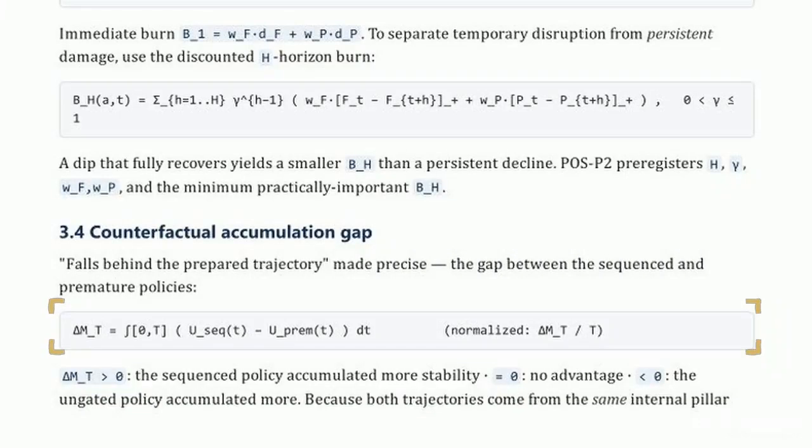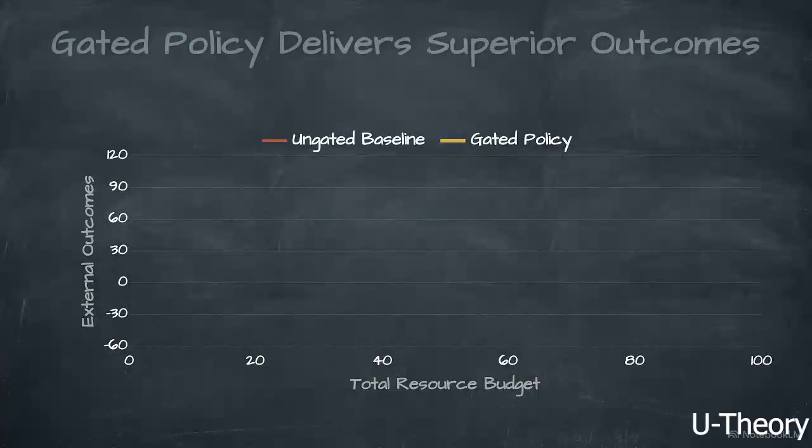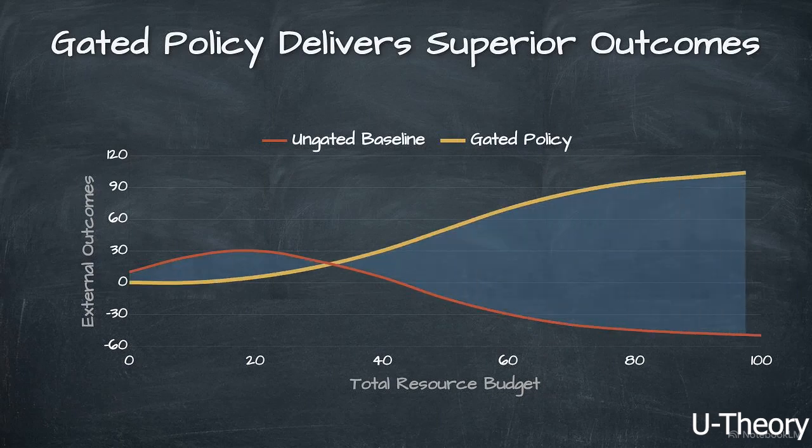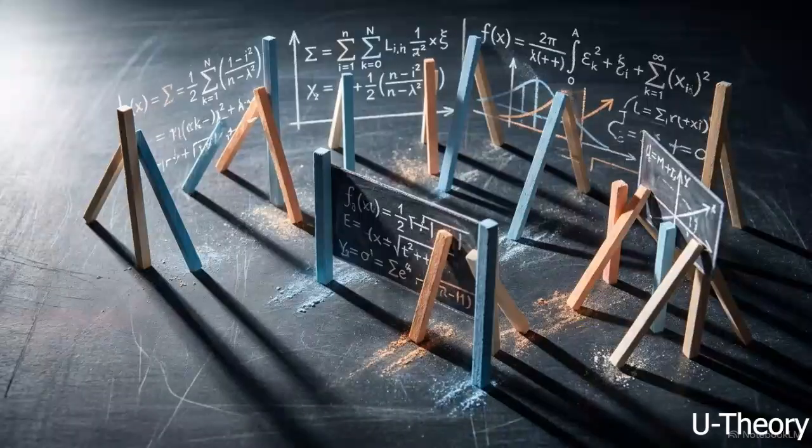This equation defines the counterfactual accumulation gap. It is the core metric for the POS P1 and P2 falsification tests. The system must causally prove that the gated policy mathematically beats the ungated baseline on external outcomes at an equal resource budget. Without rigorous external empirical calibration, any risk gate is just mathematical theater.